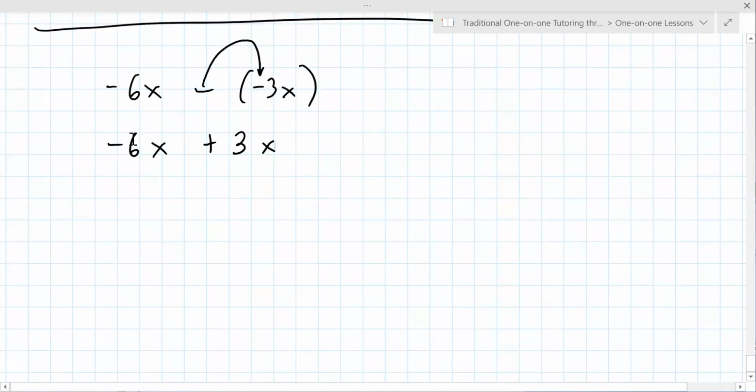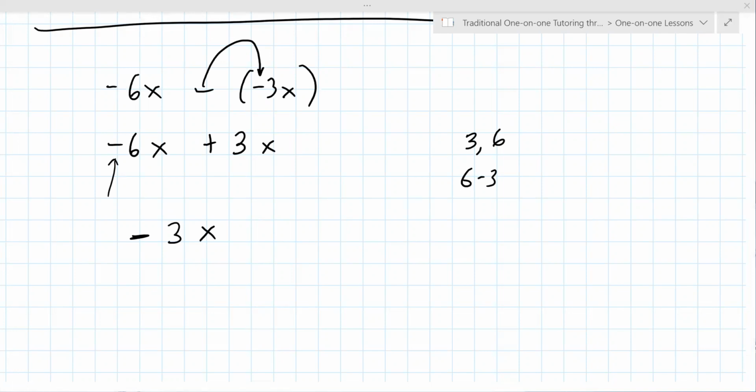So help me out here. What is minus 6x plus 3x? 6 is negative and 3 is positive. So which is larger, the 3 or the 6? 6. You've got to answer my questions. Is 6 positive or negative? It's got a negative sign in front of it. So it's negative. So the answer is 6 minus 3, negative 3x. Yep, that's right.